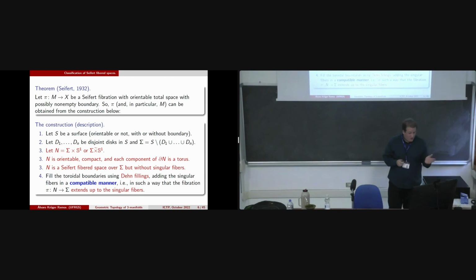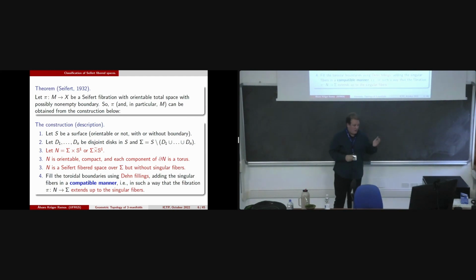Okay, so this slide showed step 3. We have this N space, which is orientable, compact. Each component on the boundary is a torus, and they are the boundaries of these disks. And it's a Seifert fiber space over sigma, but without singular fibers, because all the fibers look the same. All the fibers are exactly the same. So you don't have singular fibers so far.